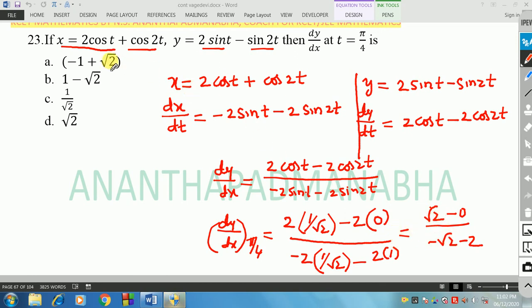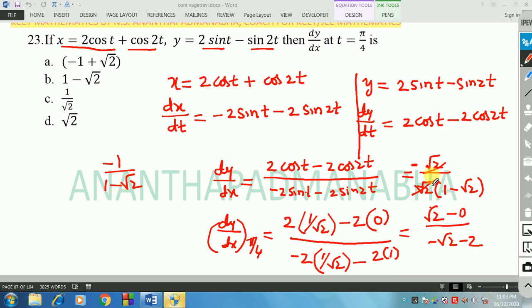Actually we don't have this answer in the given options, so we have to simplify this further. Let us take root 2 common here, and we'll take minus common in the denominator. Also we'll take root 2 outside, so you get 1 plus root 2 here. So root 2 will be eliminated and we get minus 1 by 1 minus root 2.